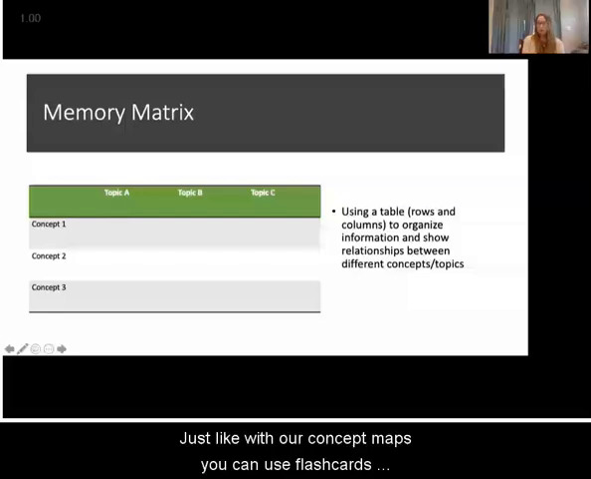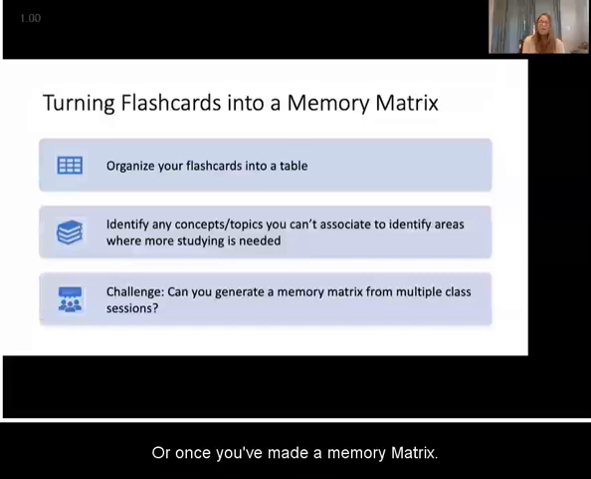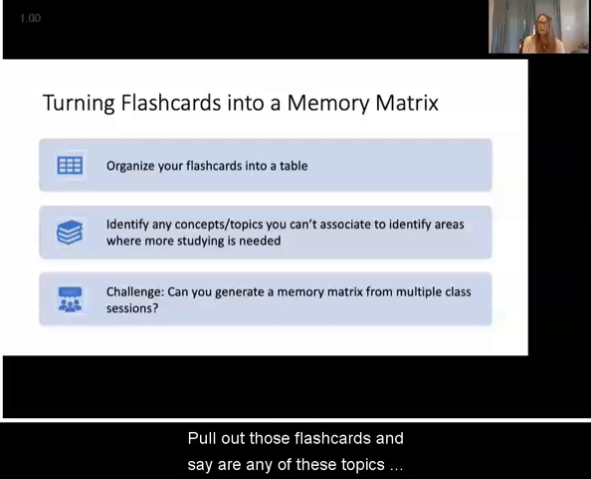Just like with our concept maps, you can use flashcards you already have to build a memory matrix or make a memory matrix work for you. So organize your flashcards into a table. Or once you've made a memory matrix, pull out those flashcards and say, are any of these topics not here? Is there anything I'm missing a relationship between?